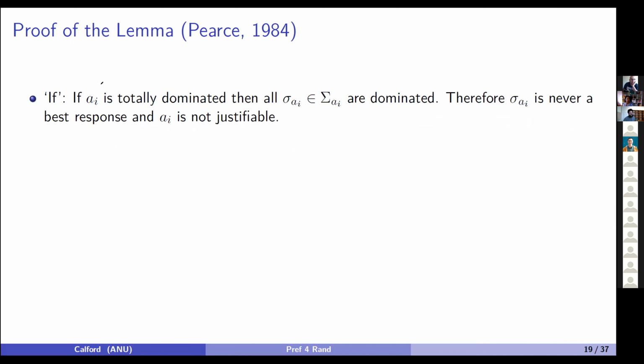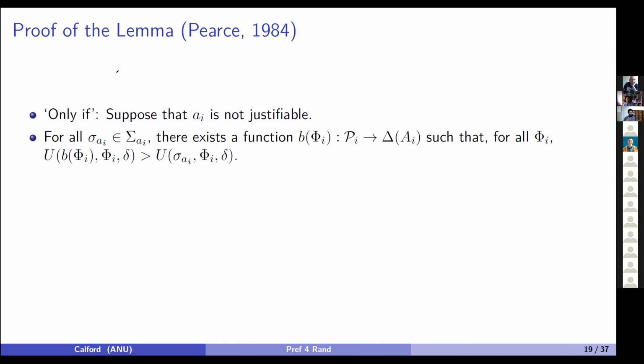So the if part is straightforward. Okay, it's just straight from the definitions. If a_i is totally dominated, then all of its mixes are dominated, and therefore none of its mixes can be a best response, and by definition, it's not justifiable. Okay? The only if part is the nice part of the proof. Okay, so we're going to suppose that strategy a_i is not justifiable. Okay, we're going to use a saddle point kind of argument.